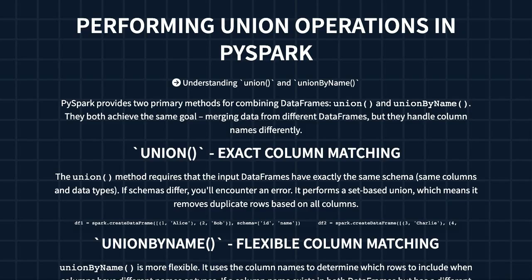Union by name is more forgiving. It uses the column names to figure out how to combine the data frames, even if the columns have different names or types. PySpark will try to convert data types to match, but be aware that this could lead to unexpected results if not handled carefully. It's a good practice to check your schema and data types before performing any union operation.